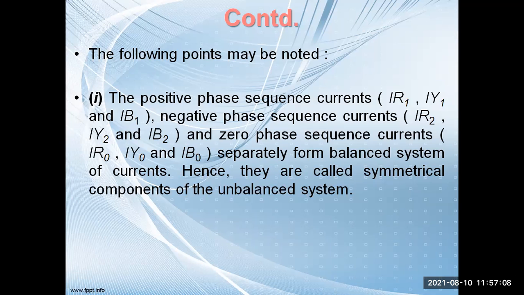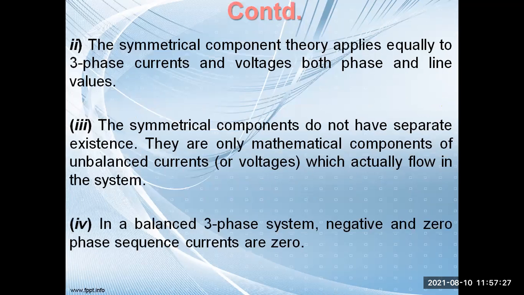So your sequence components are balanced. These are basically the sequence components. These currents are balanced. But the system current, that is the phase current and the line current, those currents are basically unbalanced. And that's why we are applying this symmetrical component theory.